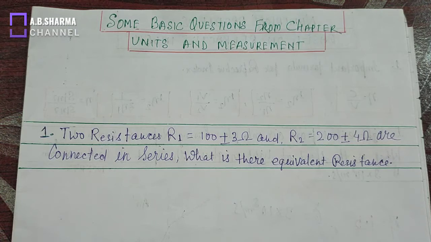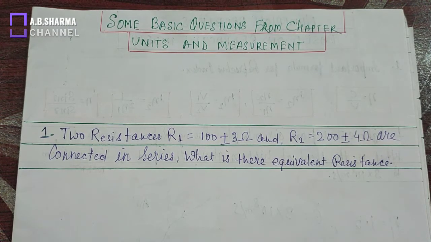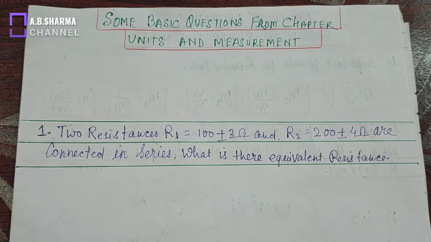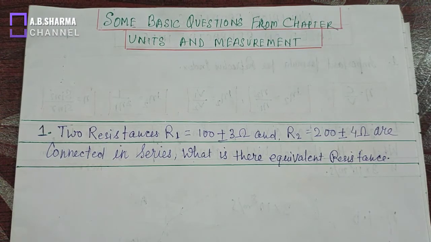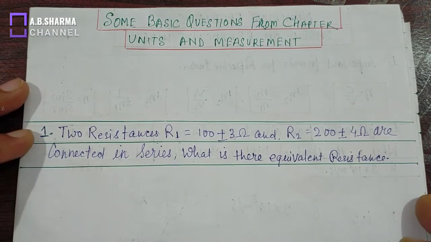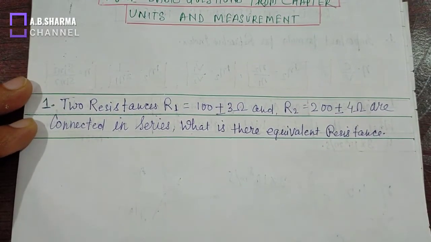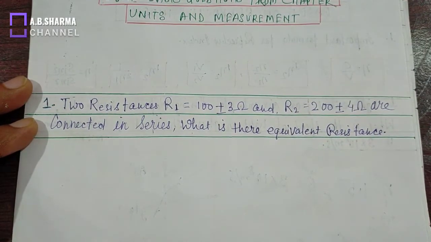In this video, I have brought some basic questions from the chapter Units and Measurement of class 11, and these questions are based on combination of errors. These questions are very basic questions I have taken from NCERT book. First question is based on sum of errors.